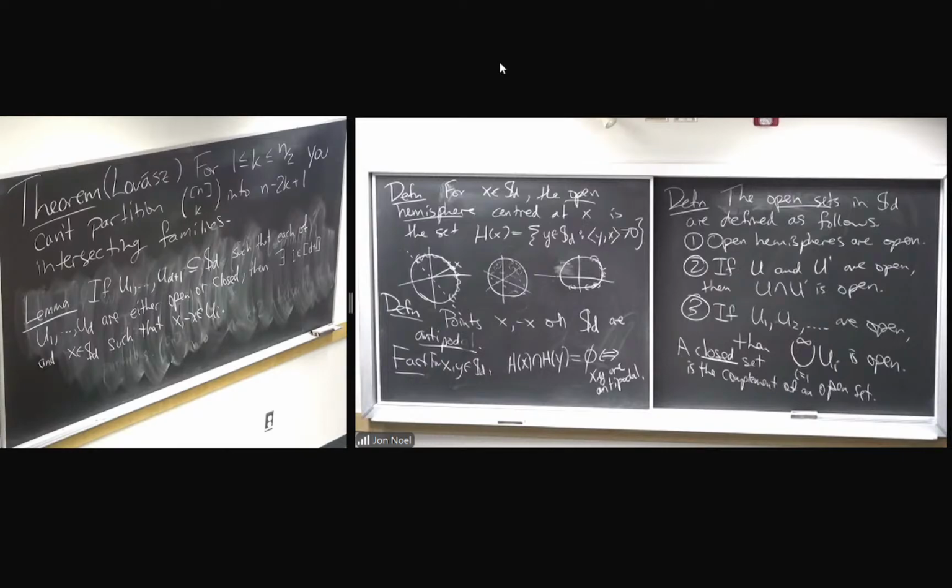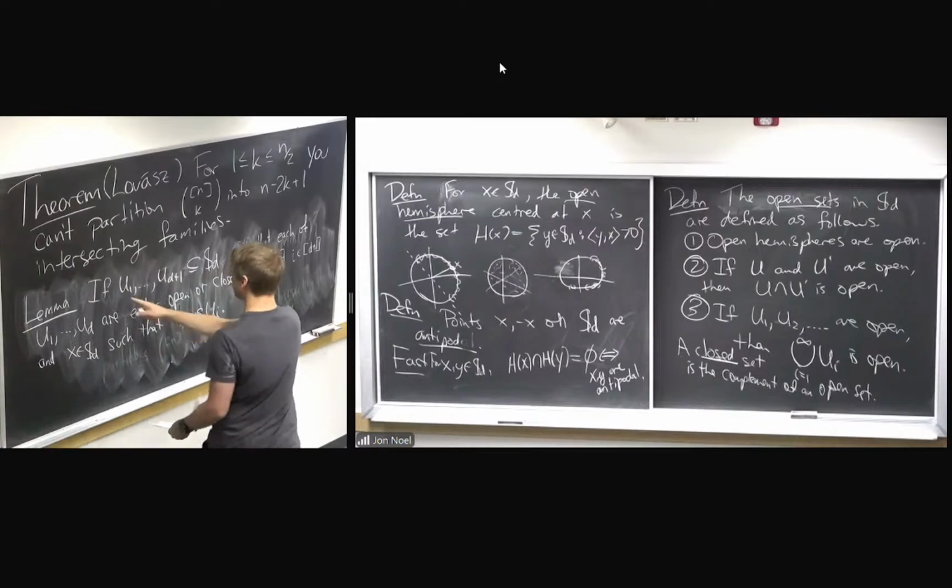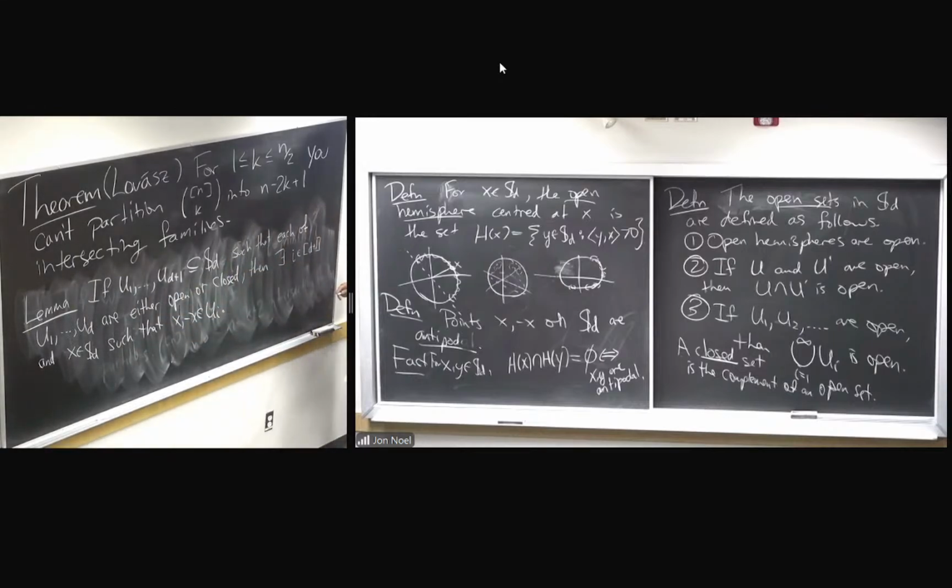Yeah? You're missing a condition. Oh, yeah, okay, these could all be the empty set at this point. Thank you. So the union of these sets is S^d, and that's quite important. They have to cover the sphere. Otherwise, they could all be empty, and definitely they don't contain antipodal points.